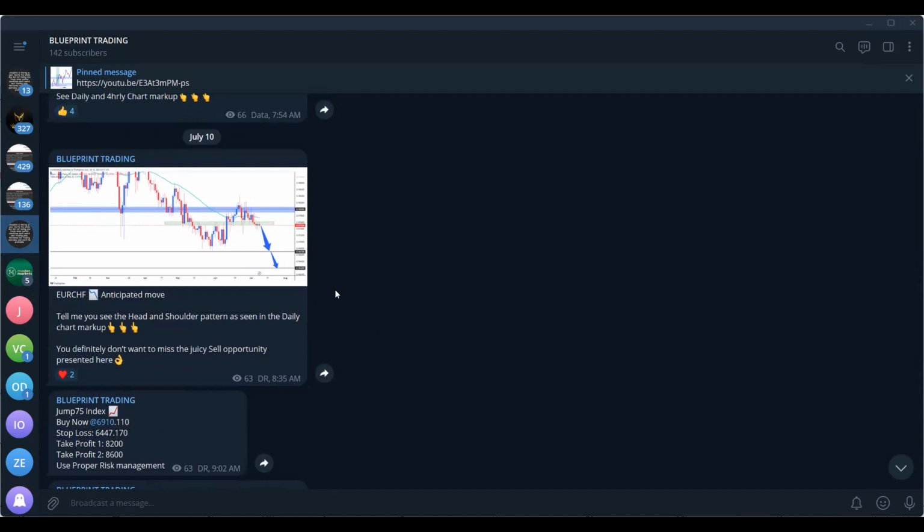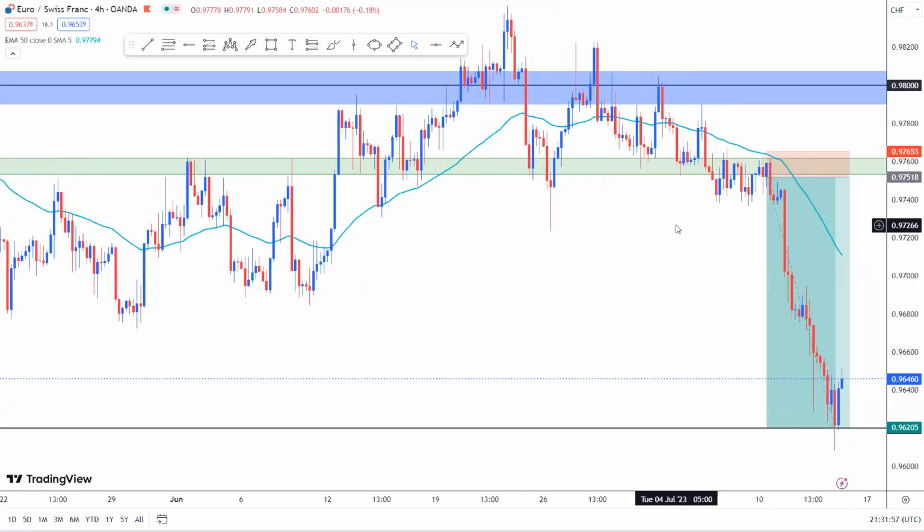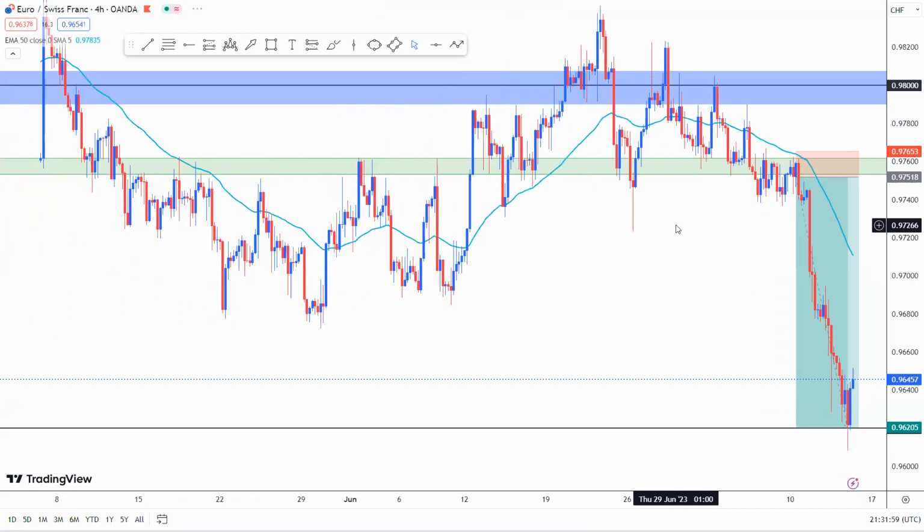securing a total of 129 RR on the movement, which ended up eating my take profits a couple of hours ago. So yeah, let's get right into the analysis.